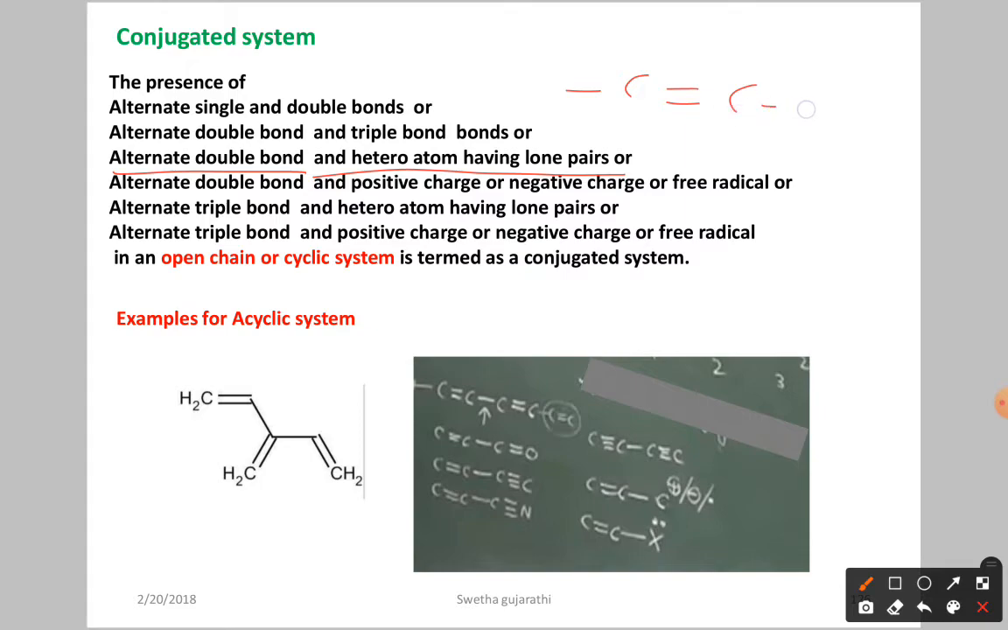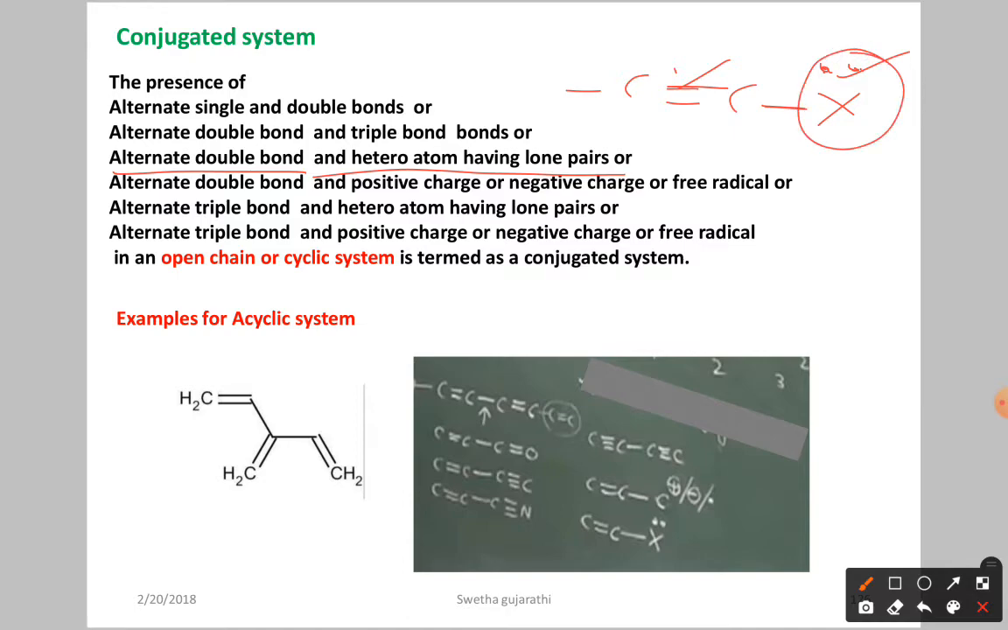Here we have the alternate double bond and heteroatom. I am taking any halogen as X. As you know very well, on a halogen we have some lone pairs. So here a lone pair is there, which means we have a double bond and a single bond, after that a lone pair. So alternate double bond and lone pair, and heteroatom.